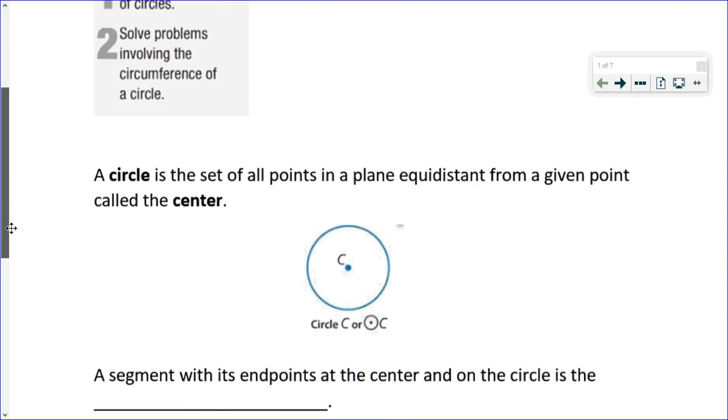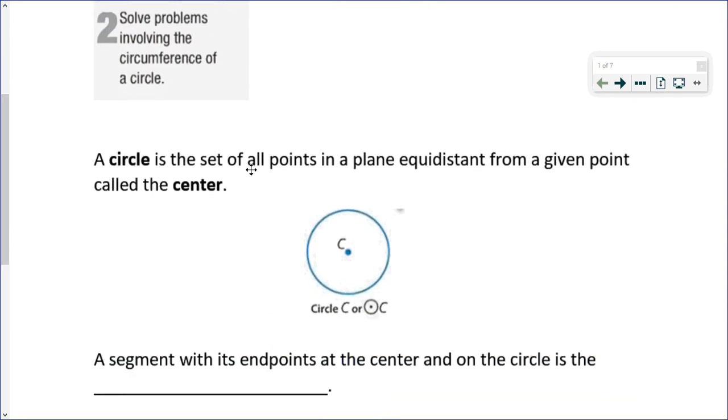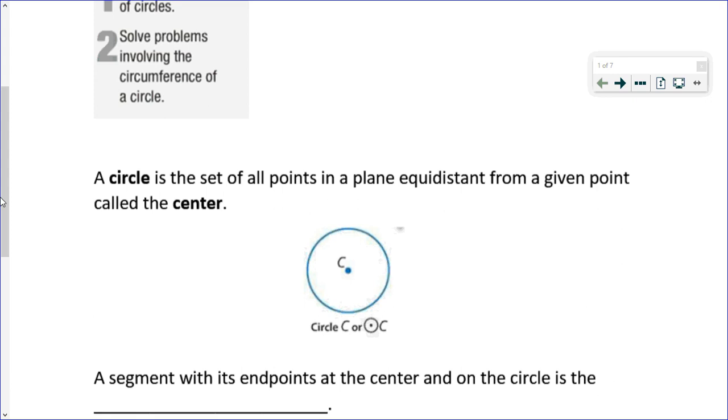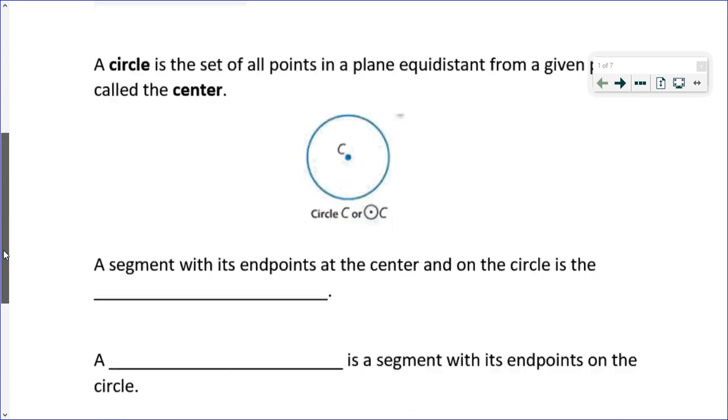So, definition here. A circle is the set of all points in a plane equidistant from a given point called the center. So, each point on the circle here is equidistant from the center of the circle, which in this example would be C. Little notation, we use circle C, or we can just put a circle symbol and C, and that's how we can name our circles. So let's get into a few more definitions here.